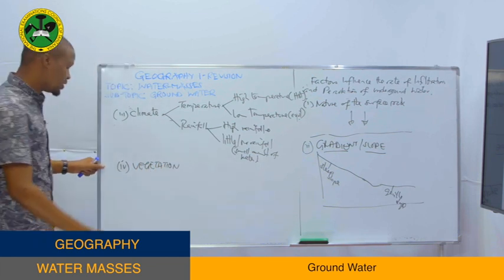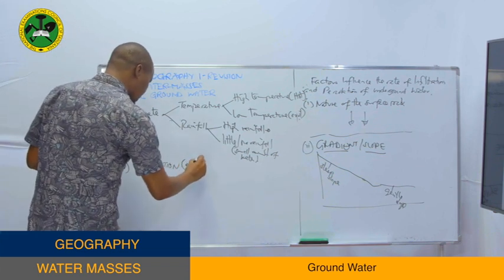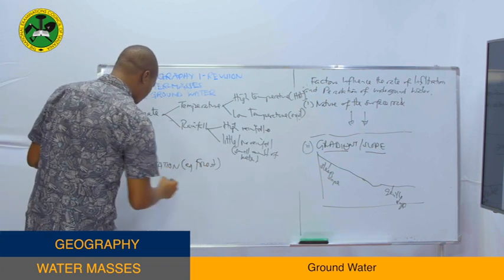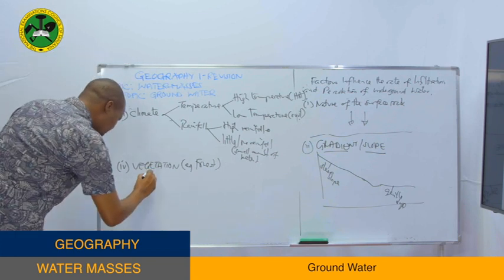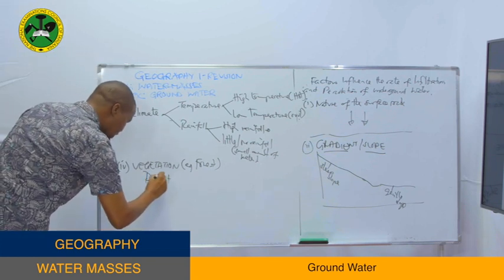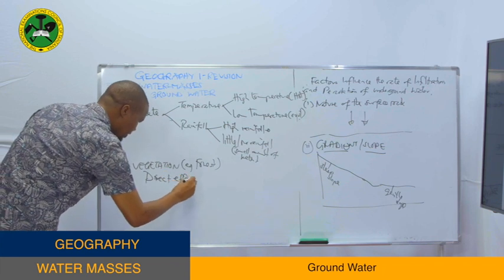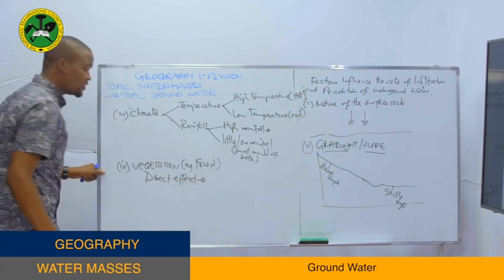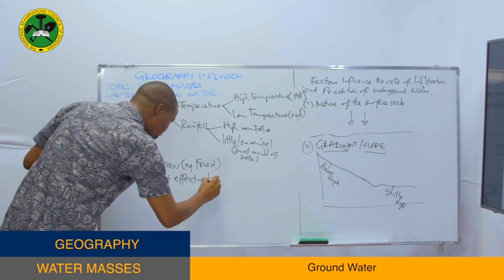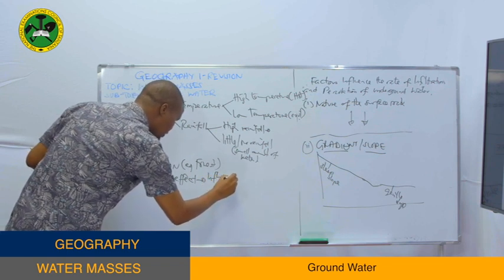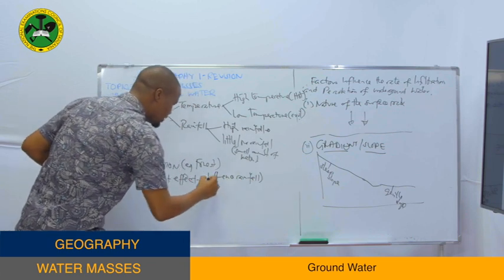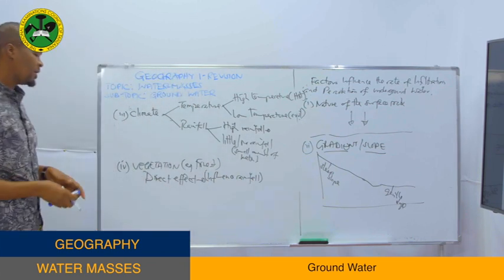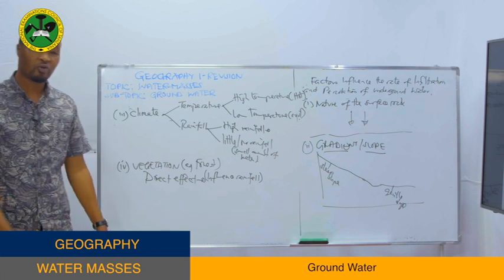Vegetation. It means, let's take an example, forest. So vegetation has a direct and indirect effect on underground water. Let's see the direct effect first. The direct effect means, we know vegetation influences rainfall. See, in areas of dense forest, there is normally high rainfall due to what?